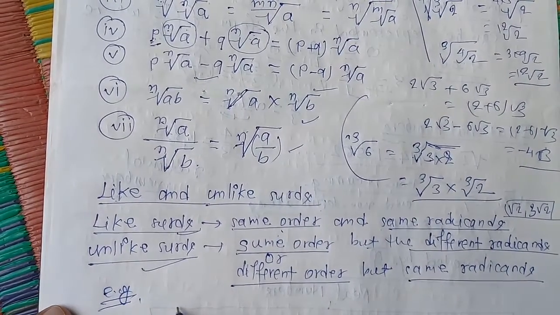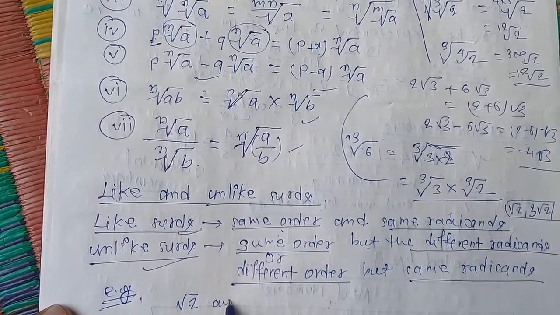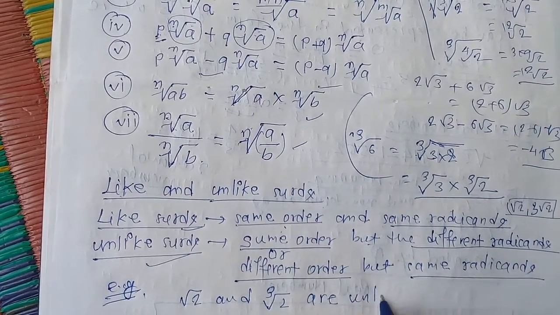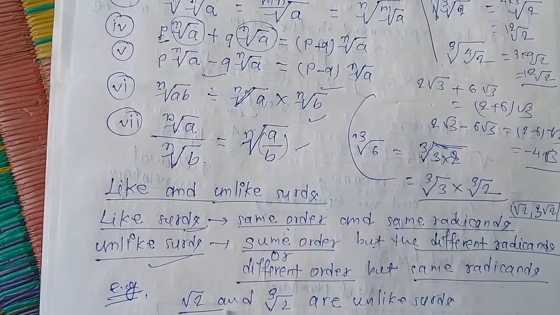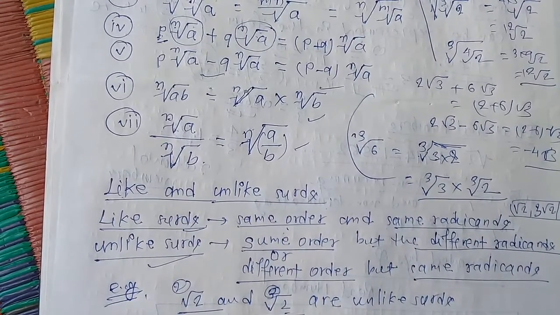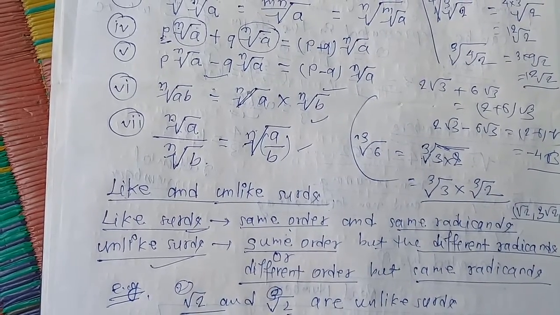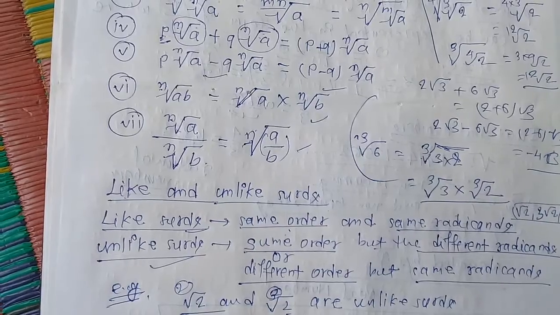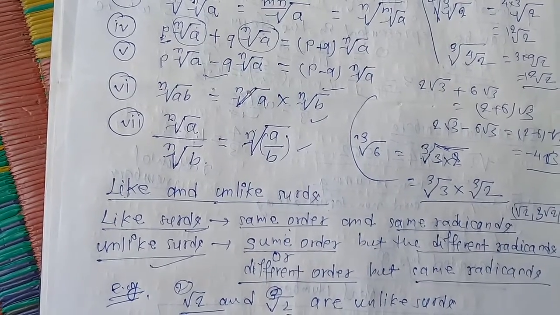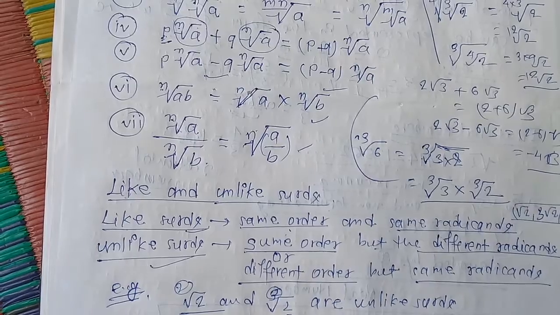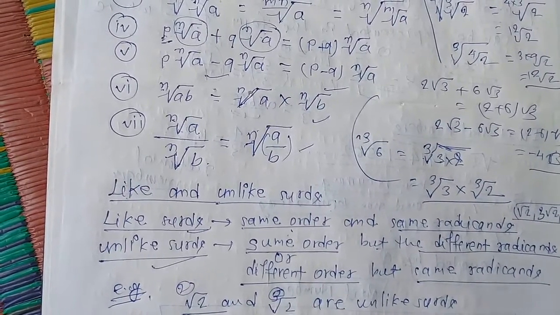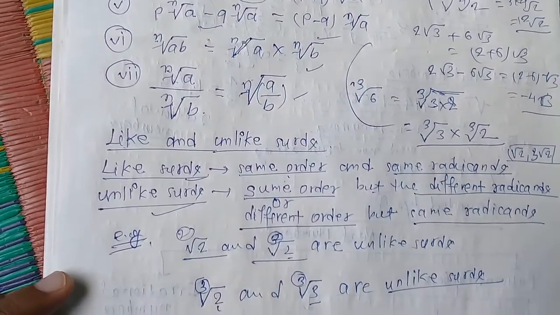For example, root 2 and third root 2 are unlike surds, because here the order is 2 and here the order is 3, but the radicand is the same. And in this way, third root 2 and third root 3: the order is the same, 3 and 3, but the radicands are different, so they are unlike surds.